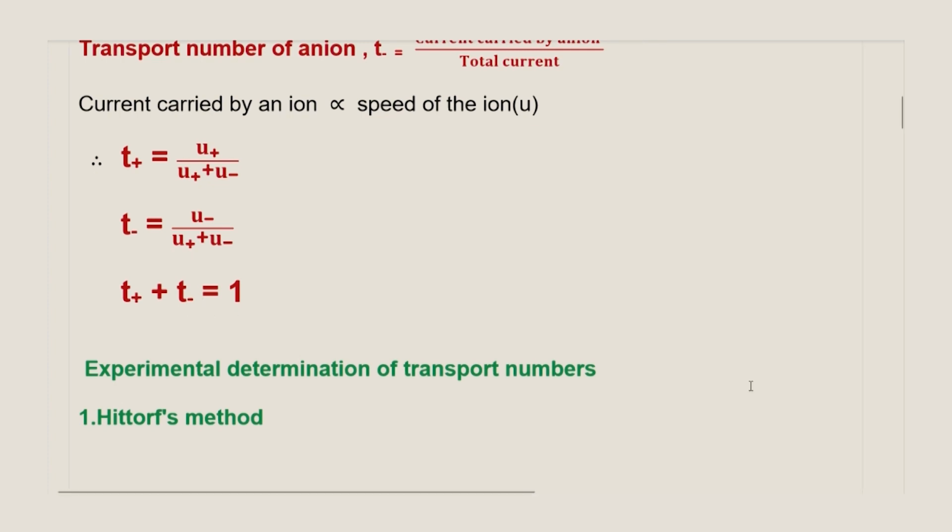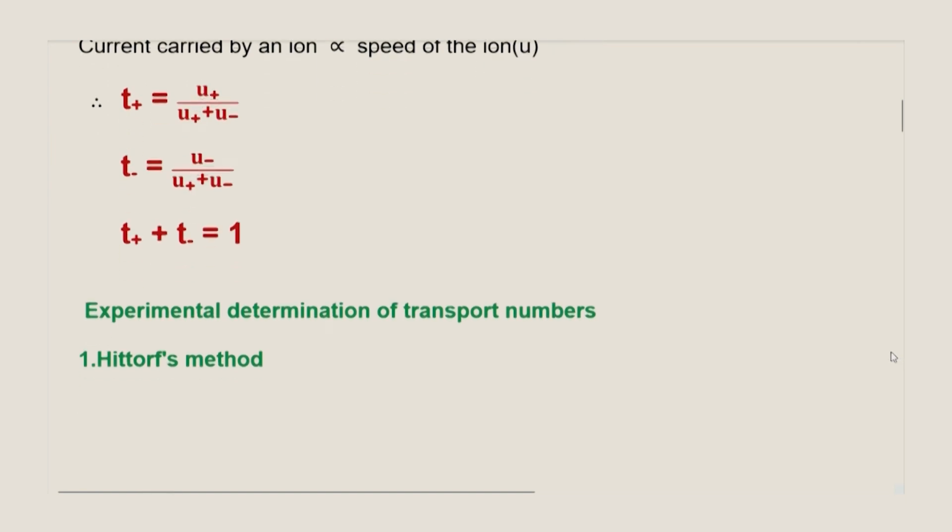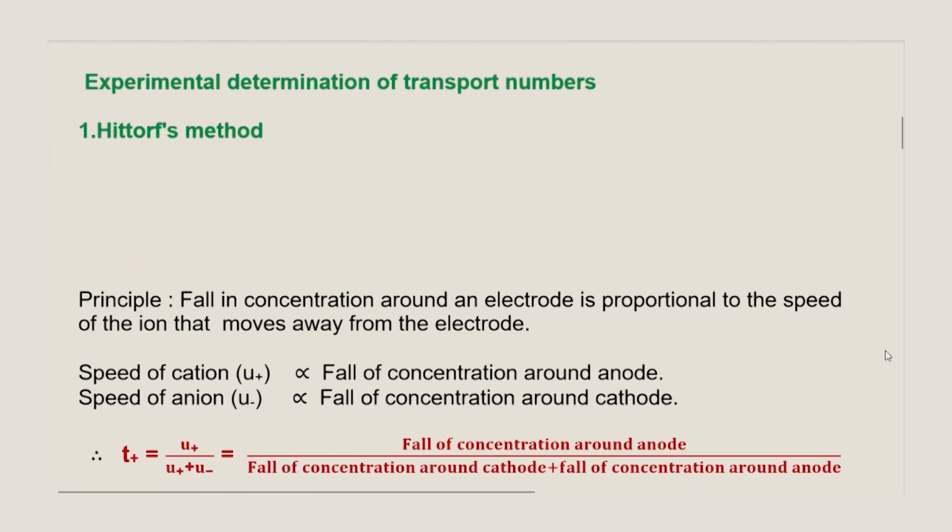Next, we will go for the experimental determination of transport numbers. Here, the first method is Hittorf's method. There are two methods, one is Hittorf's method, the other one is the moving boundary method, which we will be seeing in the next session, and in this session we will be seeing Hittorf's method.